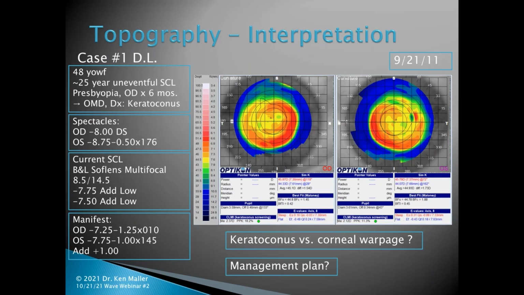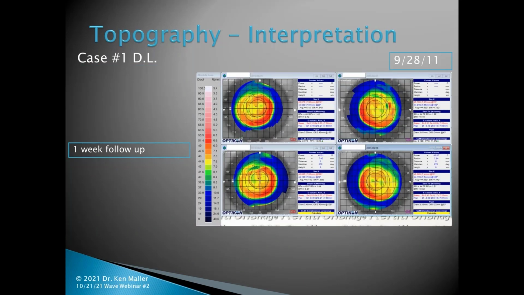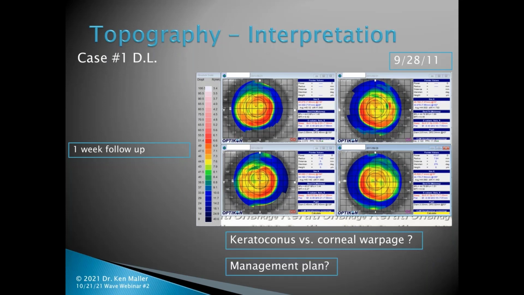And she said, no, I can't wait 2 weeks to find this out. I said, fine, come back next week and we'll take a look. So she came back a week later at her 1 week follow-up. The top half are the original topographies and the bottom half are the new topographies, and you could see not much has changed. They look very, very similar. So we have corneal warpage, or is it keratoconus for real? I told her, this is corneal warpage. Go away. Please come back in 2 weeks. So that was my management plan.